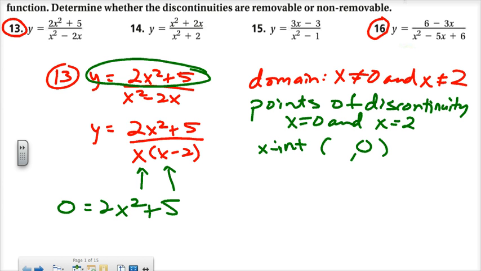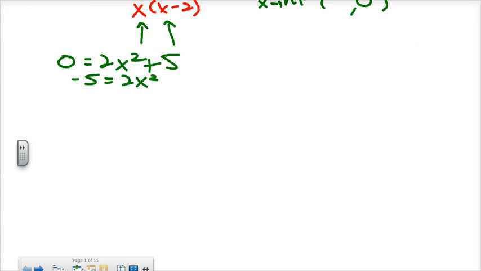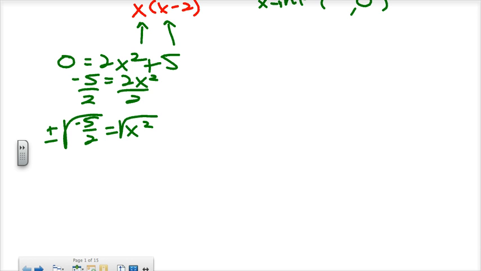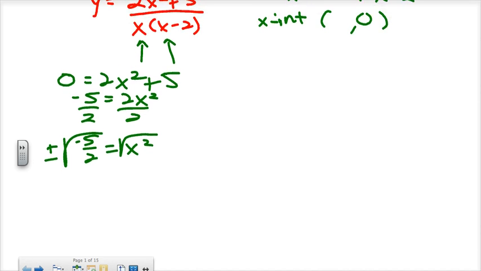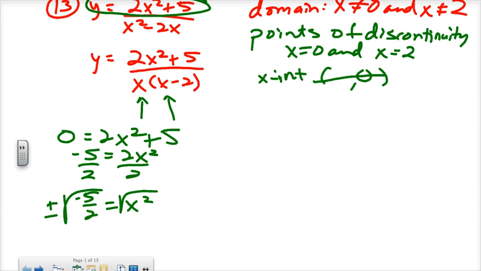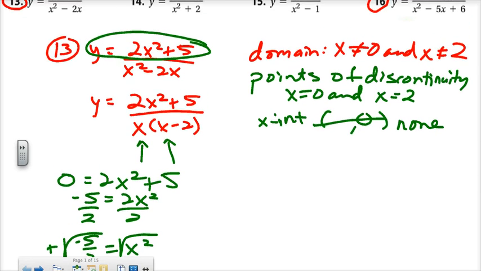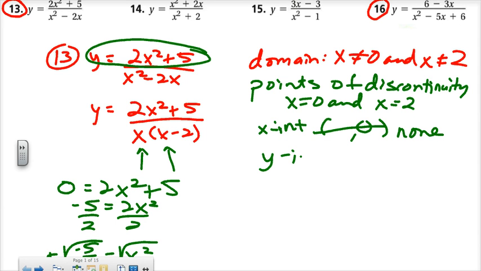Well, let's see when that's going to happen. We would subtract 5 from both sides. Then we would go ahead and divide by 2. And at this point, when we take our square root, we realize, uh-oh, that's going to be imaginary. So we don't have any real x-intercept. It doesn't exist, because again, when you take the square root of a negative, you're going to be working with imaginary numbers. So no x-intercept. Let's check out y-intercept.